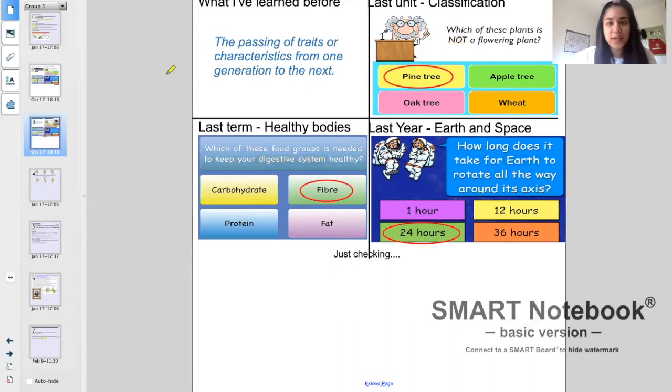Great, how did it go? Here are the answers. So our scientific definition of the word inheritance is the passing of traits or characteristics from one generation to the next. Well done if you got pine tree for last unit, fiber for last term, and 24 hours for Earth and Space last year. Well done, let's continue.